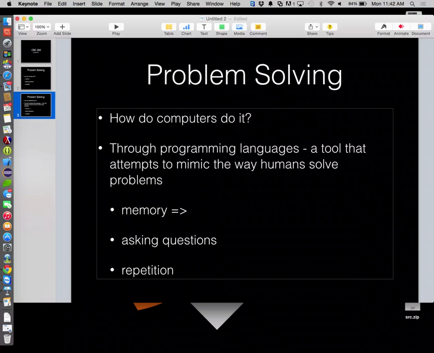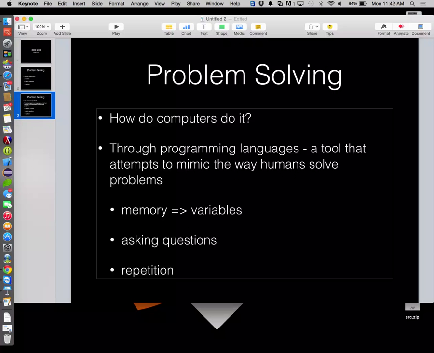Memory is accomplished through something called variables in programming languages. Asking questions is accomplished through something called conditionals. Generally speaking, you might call those if statements. We have a couple different types of conditionals, but if statements are our go-to. Repetition is accomplished through something called loops. Okay? So, everything in this class is about problem solving.